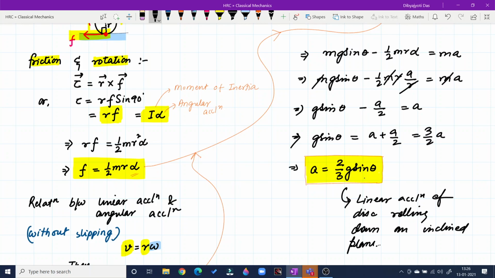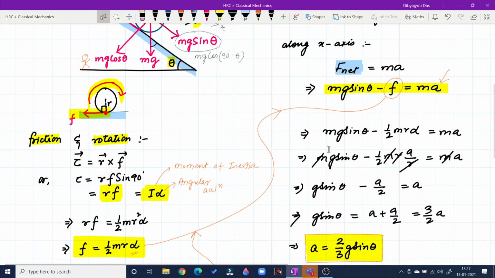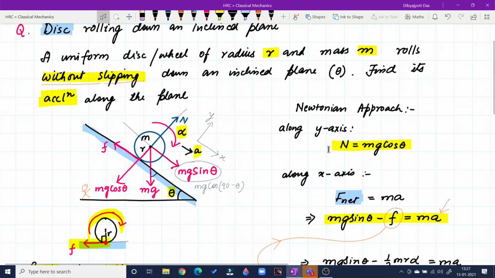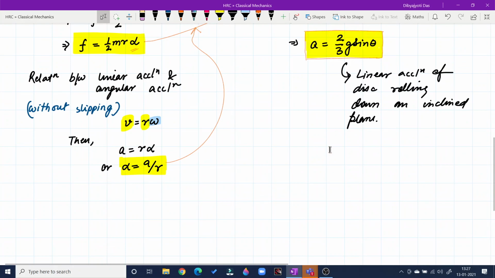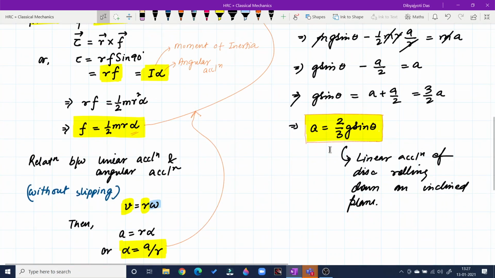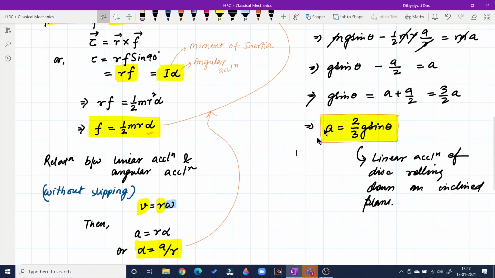All right. Any confusion or any doubt you have in this particular question? Any doubt, any query in this particular question? No? Can we move ahead to the next question then? Yes sir. Yes, sir. All right. Let's move ahead to the next question.